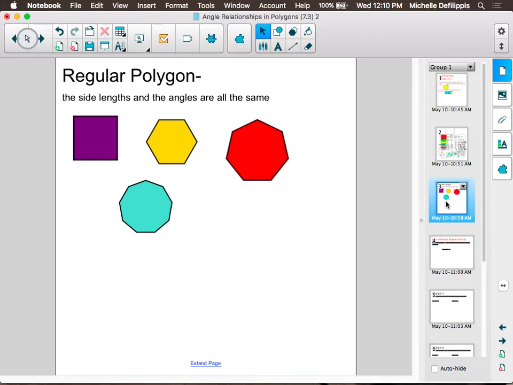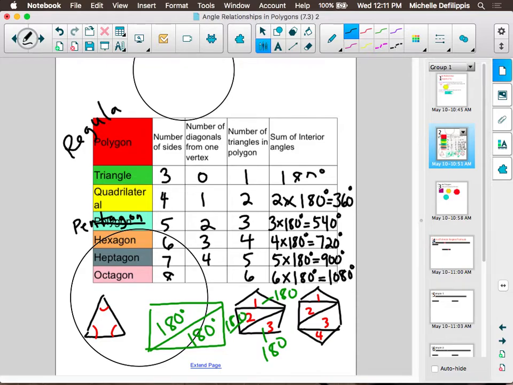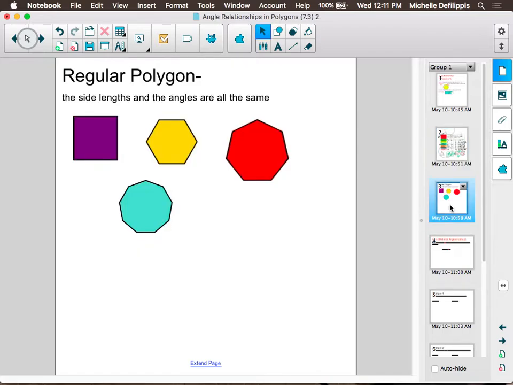It's important because that table that we just looked at, these are all regular polygons, just so that you know. And what we're doing in this column here applies only to the regular polygons, so that all the interior angles are the same. Okay? Anyway, these are just some examples of the different shapes.